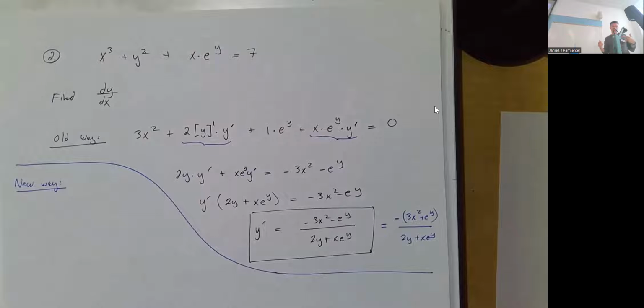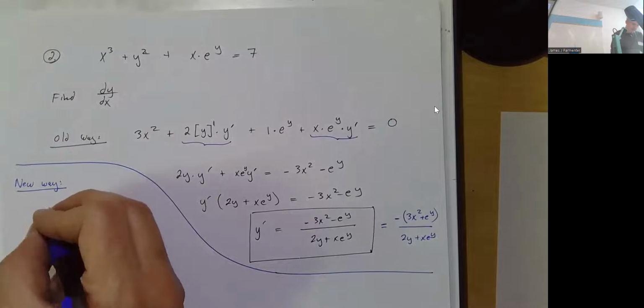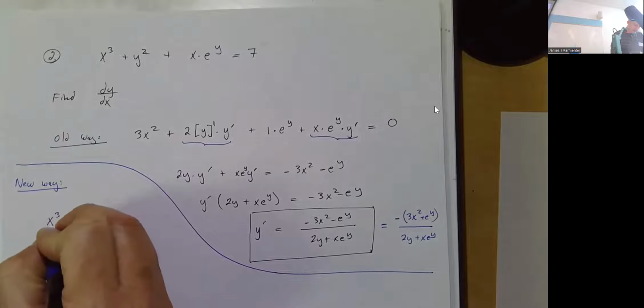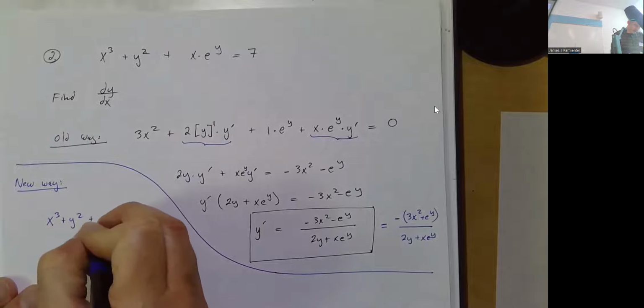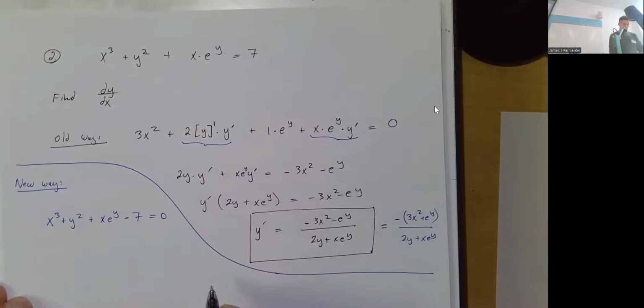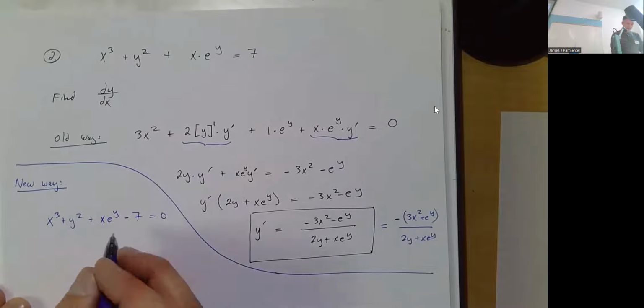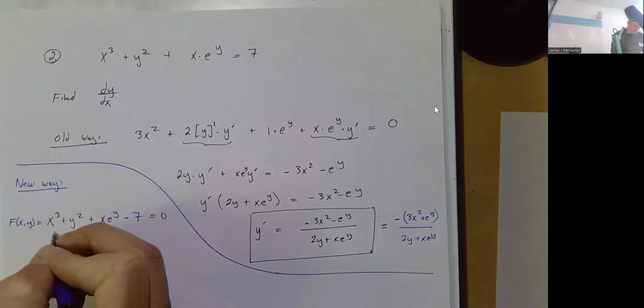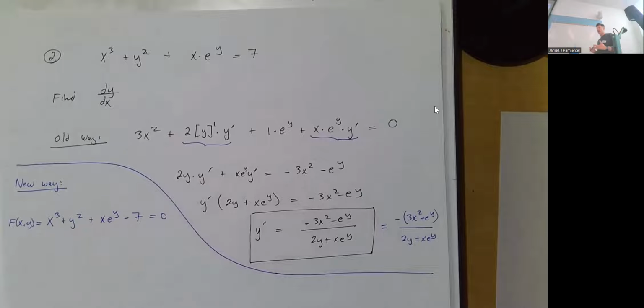So the idea with the new way is first to bring everything to one side. So we're going to rewrite this as, and leave yourself some space on the left here, x cubed plus y squared plus x e to the y minus 7 equal to 0. And we're going to call this function that's equal to 0 capital F of x, y. So now we're thinking of capital F as just the normal kind of partial derivative thing where F is a function of x and F is a function of y.